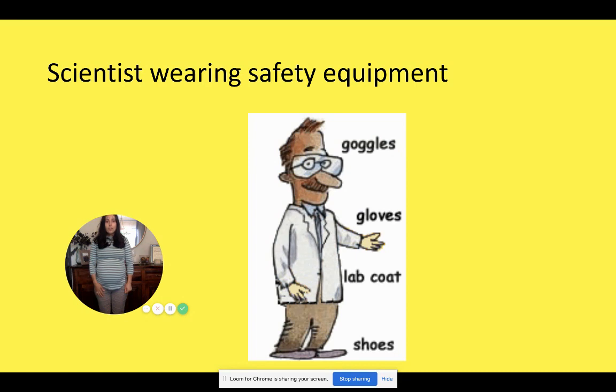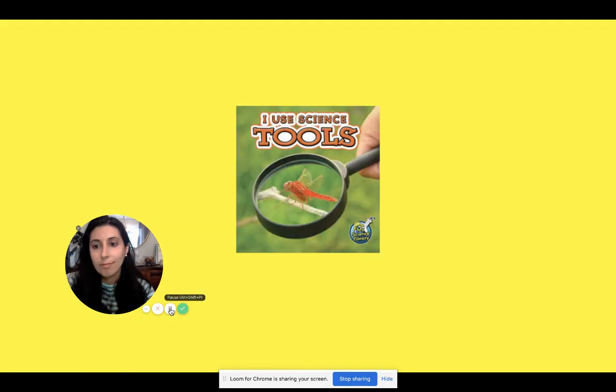And of course, whenever we're working in science, we want to wear shoes. So go ahead and put your shoes on. And shoes help to protect our feet. All right, you can all sit back down.